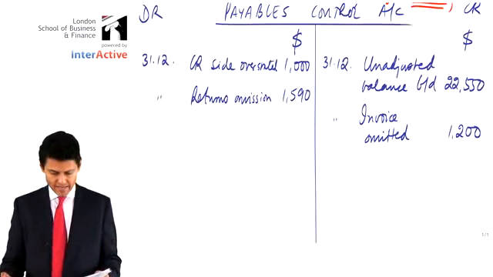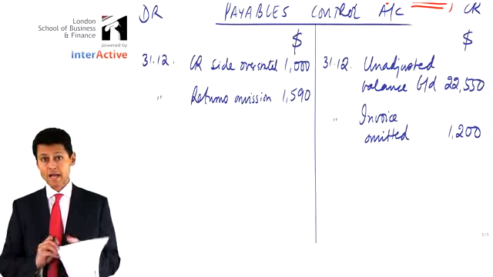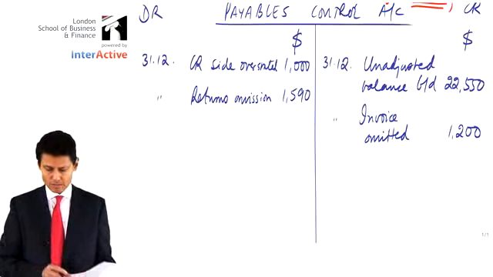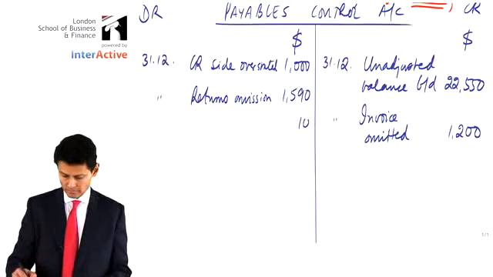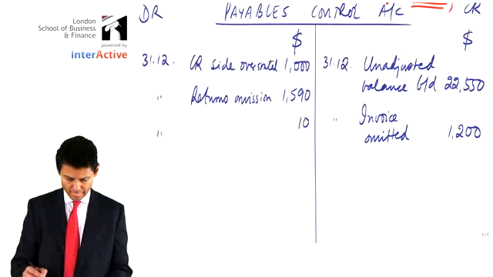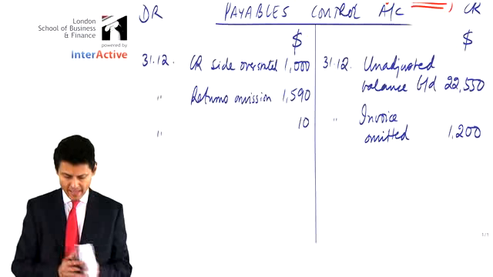The fourth item then, discounts received of 10 had not been posted to the control account. So what do we do? Post it. So onto the debit side it goes. We have there an omission of a discount.